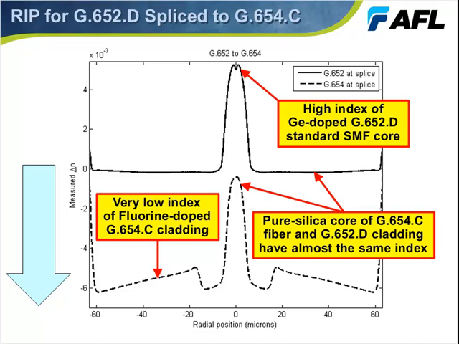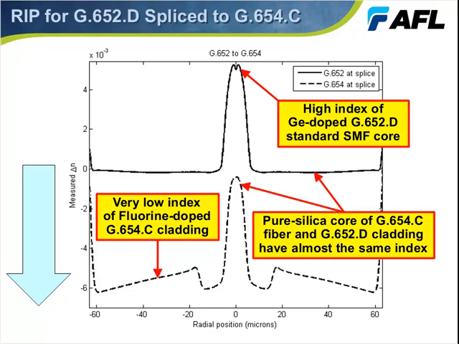The reason for that is in the G652 fiber, the cladding is pure silica, but on the G654 fiber, the core is pure silica, and the refractive index of the cladding has been doped, probably with fluorine, to reduce its refractive index relative to the pure silica core. So overall, the refractive index profiles look very similar, but the entire refractive index profile of the G654 fiber is lower than that of the standard G652.